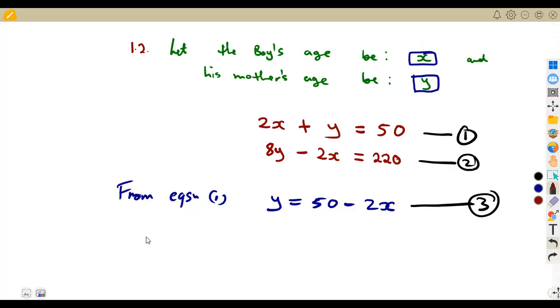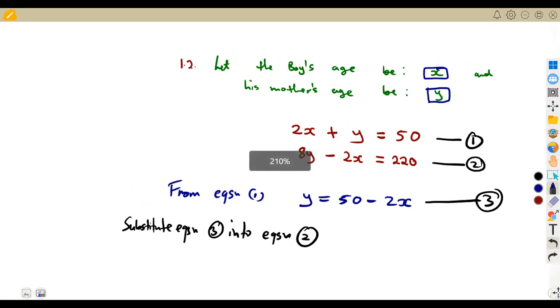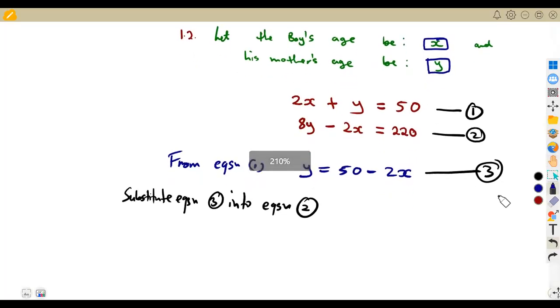So we are going to substitute this equation 3 into equation 2. You do not substitute into the equation where you have made the subject, I talked about this, all right? So you're going to substitute equation 3 into equation 2. In place of y, we are going to substitute 50 minus 2x. Take note, wherever there is a y, we're going to substitute 50 minus 2x. So let's do that.